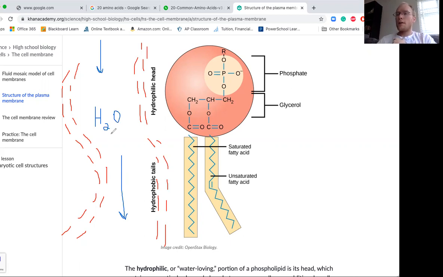But there are proteins that allow things in and out of the cell, and those are built out of amino acids, just like we talked about last time.